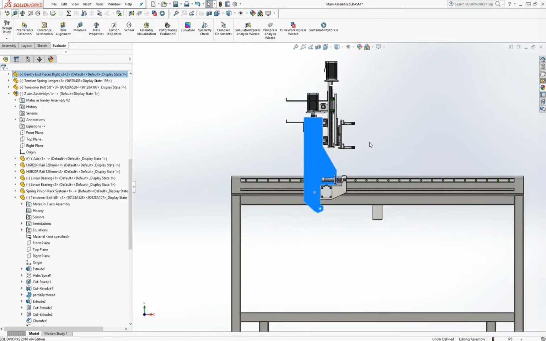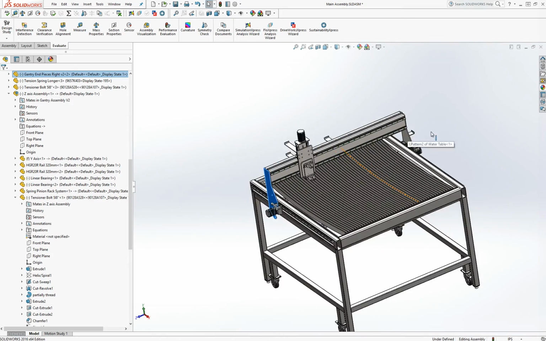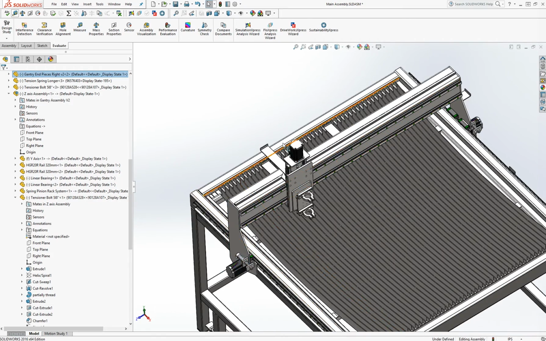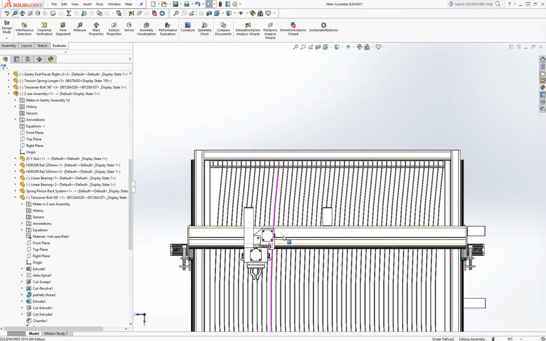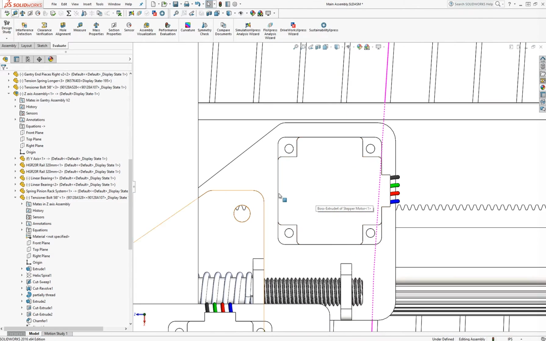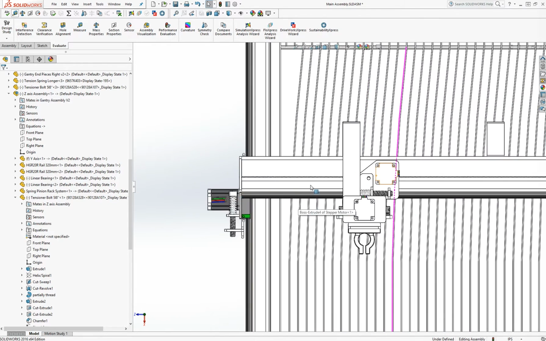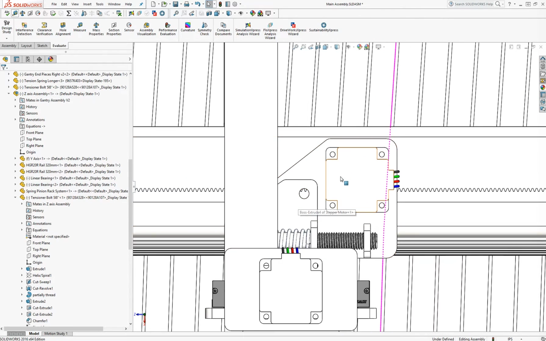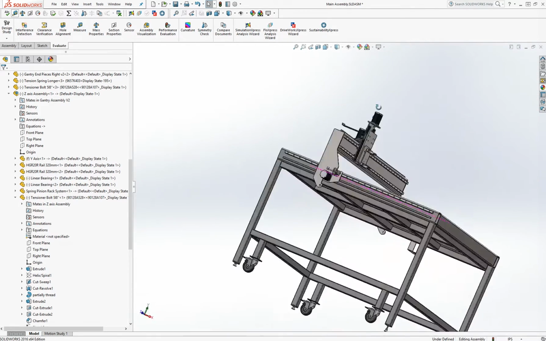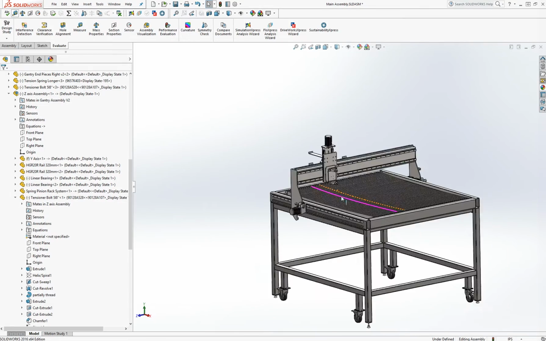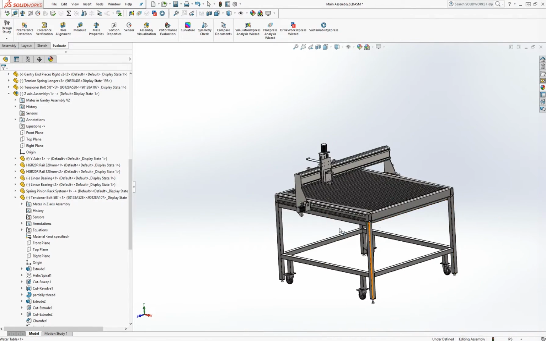I actually learned this the hard way and had to redo this whole thing. If you look at my top one, they're not completely aligned. It was close enough that it works, but I had to completely redesign the y-axis, whereas on the x-axis I was able to keep it. But again, the distance from here to here is the same as the distance from here to here. Anyways, I think that's pretty much it for the drive system and the tensioner.